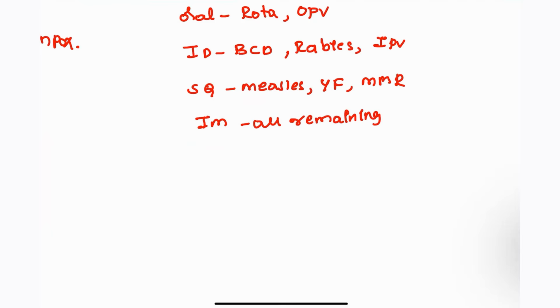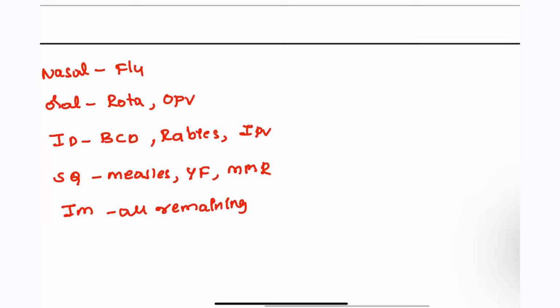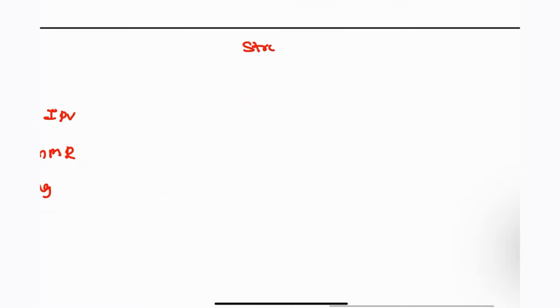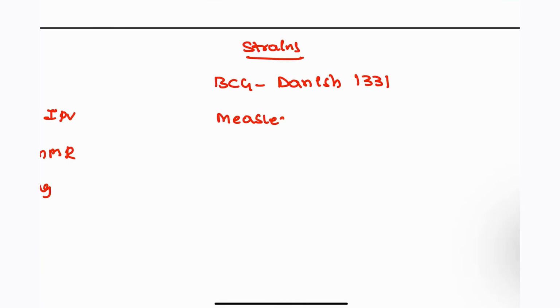IV, nothing is given by IV. That is the thing that you have to remember. Next, coming to the strains. What are the strains present in the vaccines? BCG, this is a very old PYQ: Danish 1331. Next, measles: Edmonston. Edmonston-Zagreb. That is for the measles.